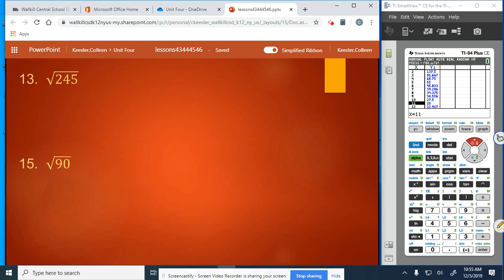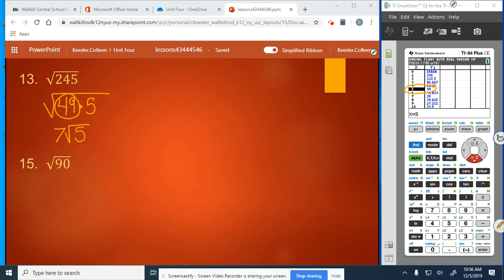Okay, now we've got 245, same deal. We go to y equals, change it to 245, pull up my table, look down the list for a perfect square factor. 1 and 245 is not going to work, but 5 and 49 will. So we have square root 49 times 5 gives me square root of 49, which is 7, square root 5 left over.